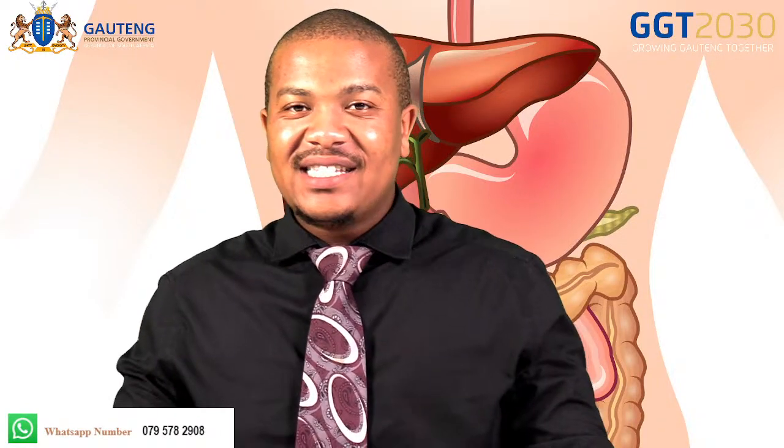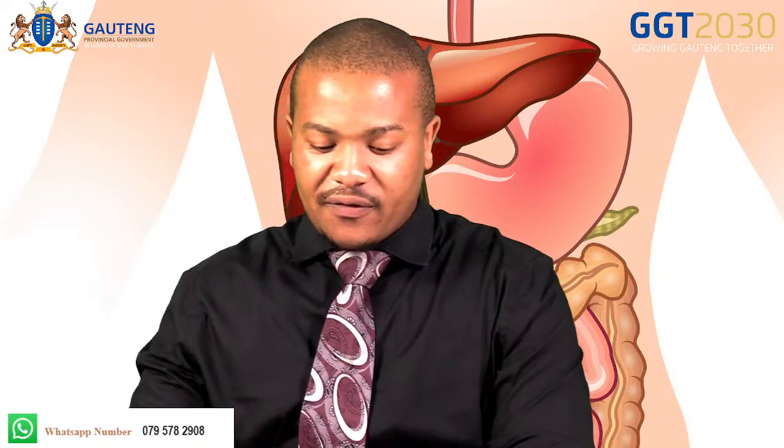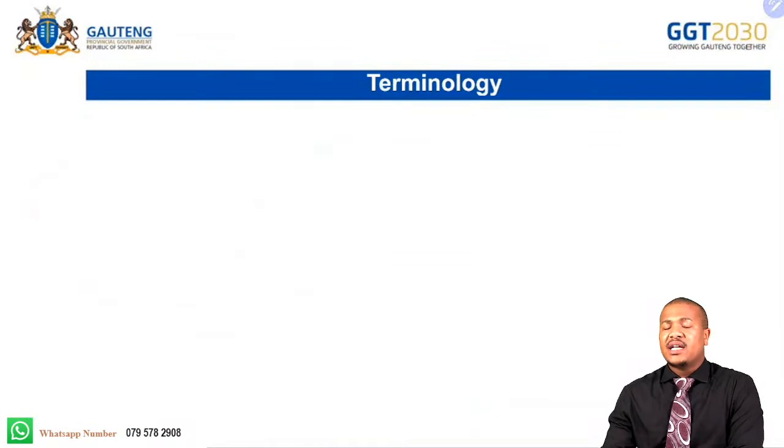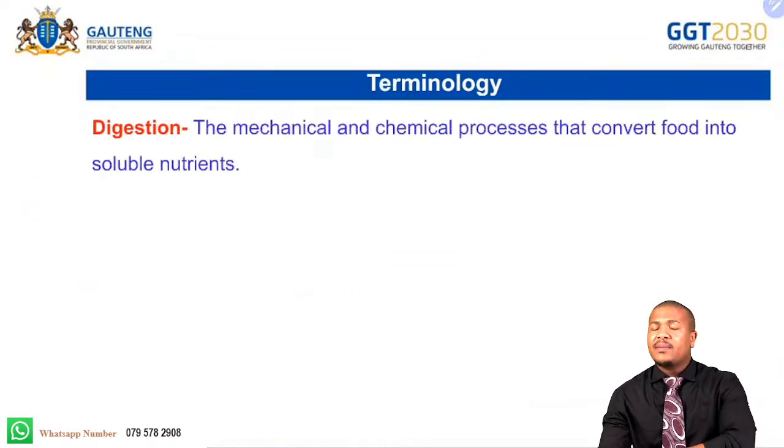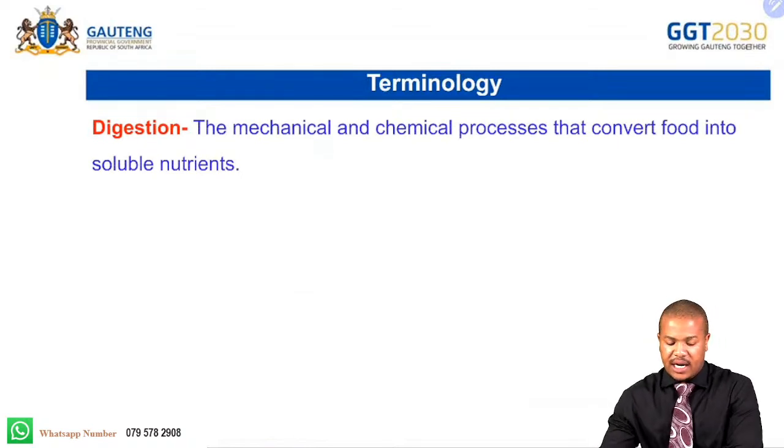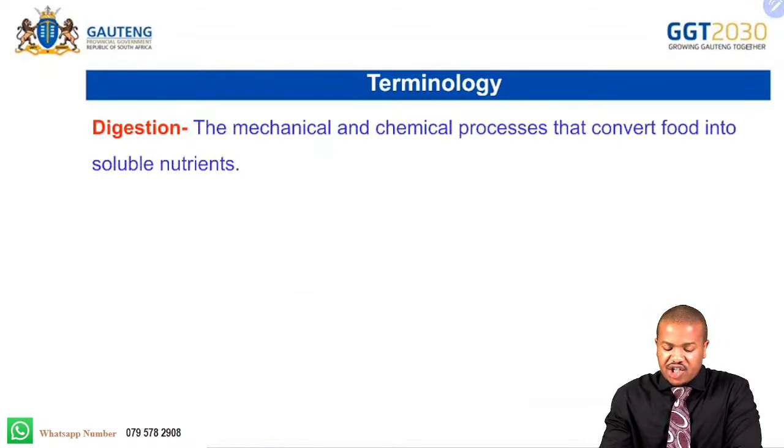Welcome back, grade 9s. Now let's continue with our lesson. Firstly, let's go through the important terms that have to do with the lesson. The first term that we have there is digestion. We define digestion as the mechanical and chemical processes that convert food into soluble nutrients. That is all that digestion is about: to break down food into smaller and simpler substances that can be absorbed by the bloodstream.